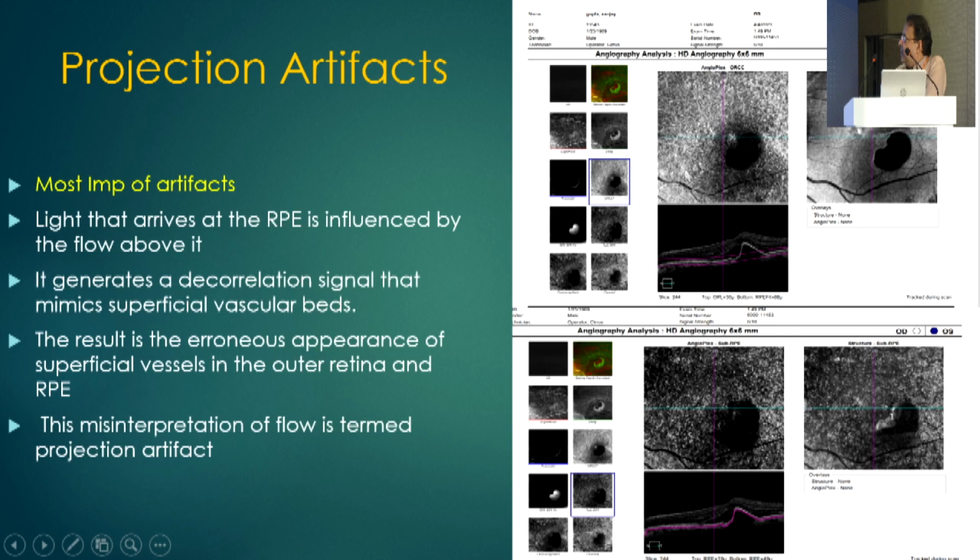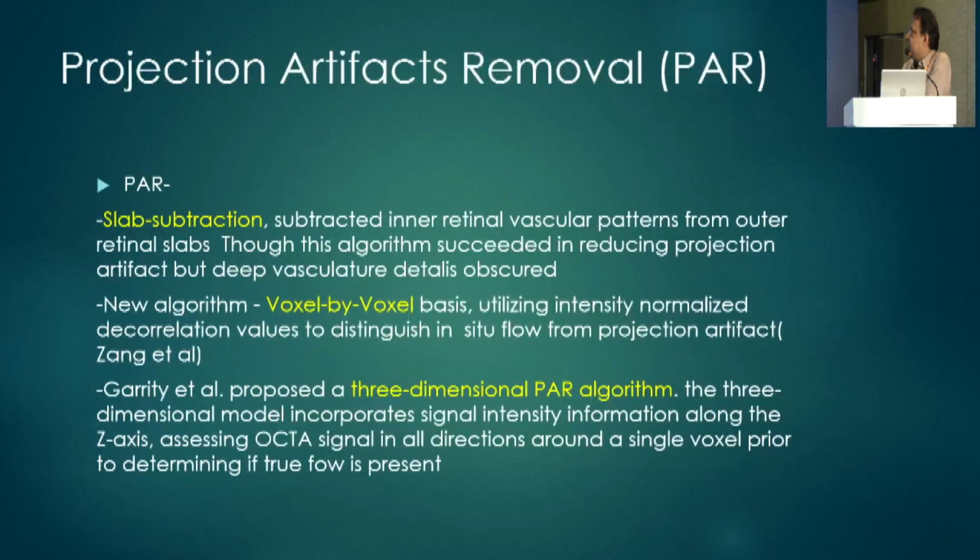Projection artifacts, you can take care of by manual segmentation. Like in this patient, I did a manual segmentation and you can see a notched PED, which is suggestive of a fibrovascular disease process. And at the edge of the notched PED, you can see a BVN. And we do a sub-RPE scan where the projection artifacts are taken care of. And in this patient, you can see a polyp here, one single polyp.